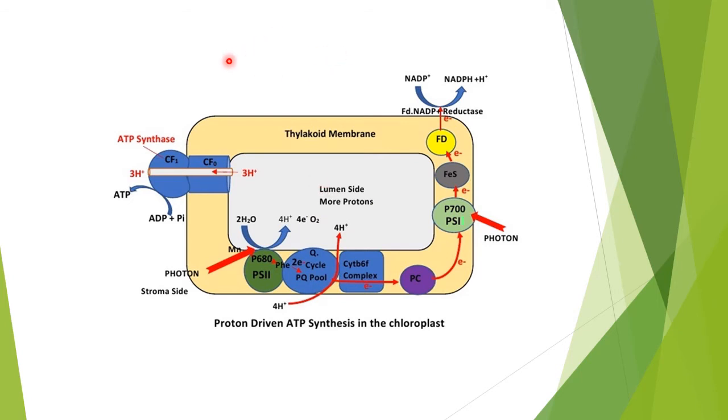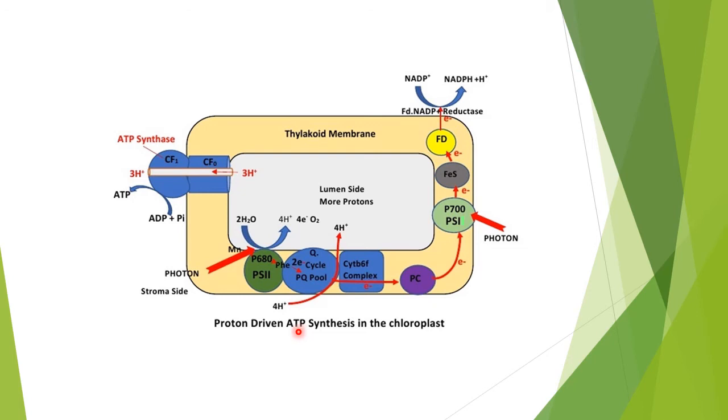And here we have now more protons. On the stroma side of the thylakoid, there is a lower proton concentration. There will be a movement of protons through this, which will result in the coupling of ADP with inorganic phosphate. As a result, there will be the formation of ATP. So this will result in the generation of ATP. Also, there will be the reduction of NADP to NADPH. Together, we call it the assimilatory power. So this is how proton-driven ATP synthesis is taking place in the chloroplast thylakoid.